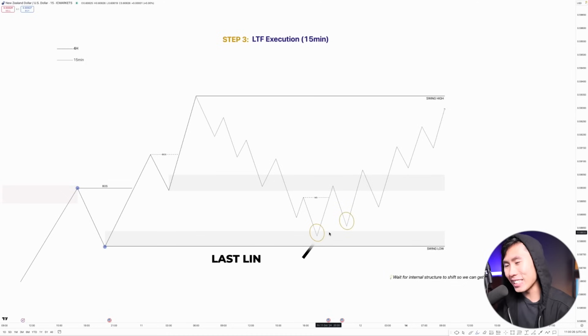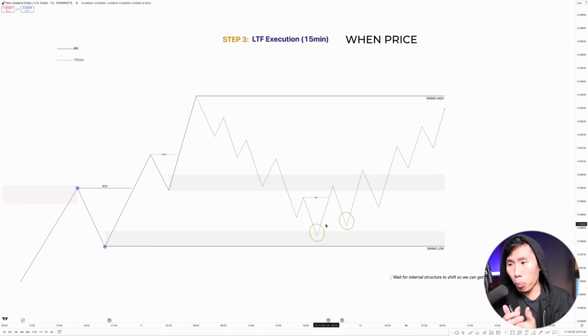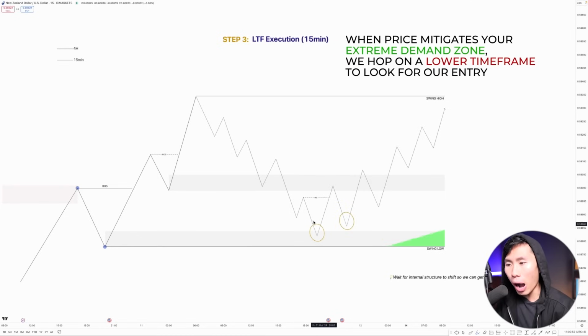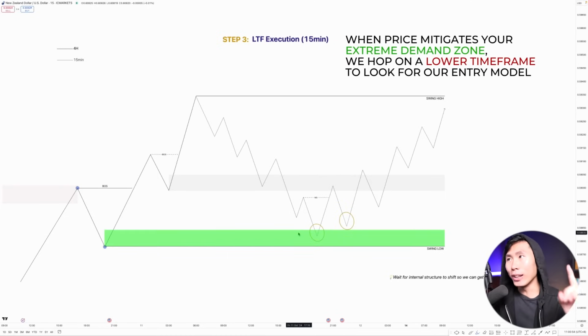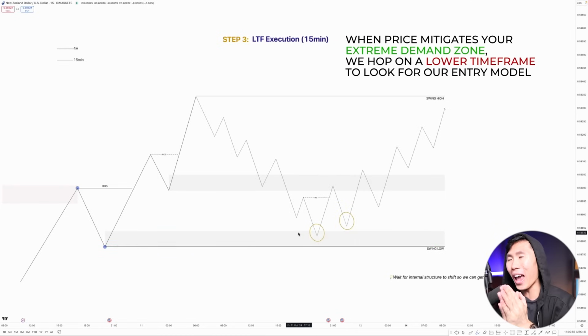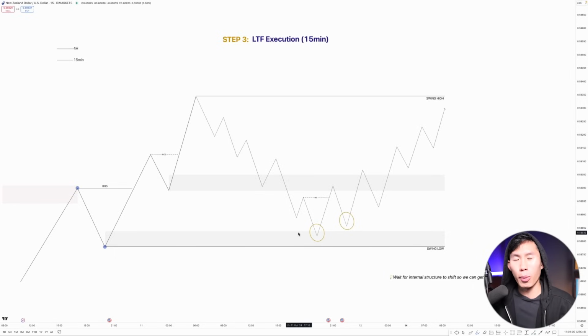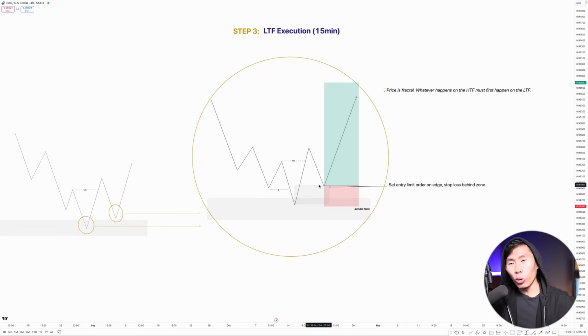So knowing that this is the last line of defense, we can be a little bit more aggressive with our entry. So the minute price actually mitigates your 4-hour extreme demand zone, you want to drop down to your lower time frame to actually look for your entry model. Now, you might be wondering, what does the entry model look like? Don't worry, I'm going to give you the secret sauce right now. So this is what the entry model actually looks like.